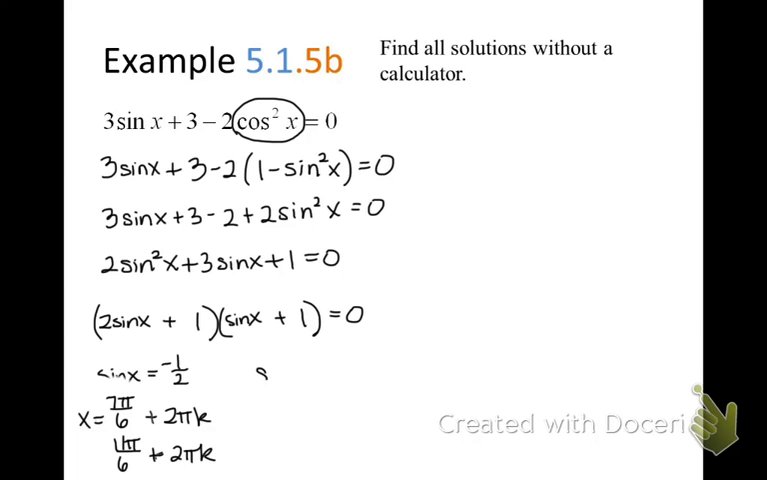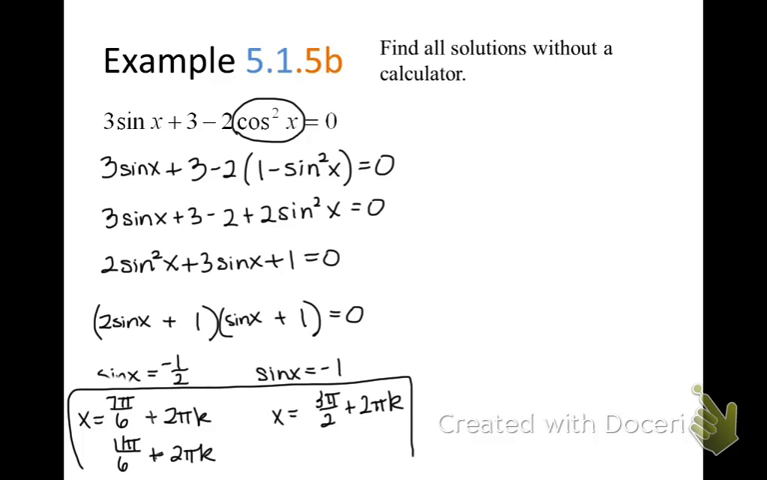For the other piece, you have the sine of x equals negative 1. Where is the sine of x equal to negative 1 in the unit circle? Negative 1. 3 pi over 2. And then add on your full revolutions times k. So these are all down here, your possible solutions.